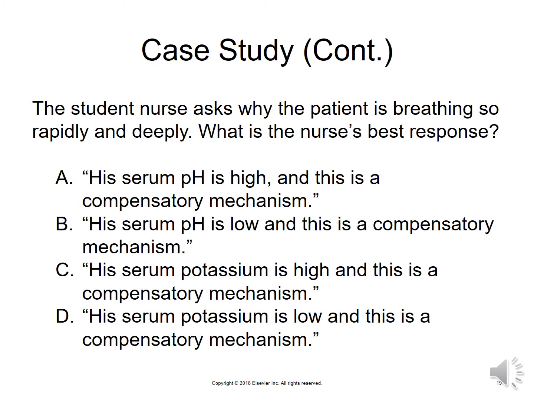All right. The student nurse asks why the patient is breathing so rapidly and deeply. What is the nurse's best response? His serum pH is high, and this is a compensatory mechanism. His serum pH is low, and this is a compensatory mechanism. His serum potassium is high, and this is a compensatory mechanism. His serum potassium is low, and this is a compensatory mechanism. Okay, so we know that patients with DKA are acidotic, diabetic ketoacidosis. So the serum pH is low. So the answer is B.